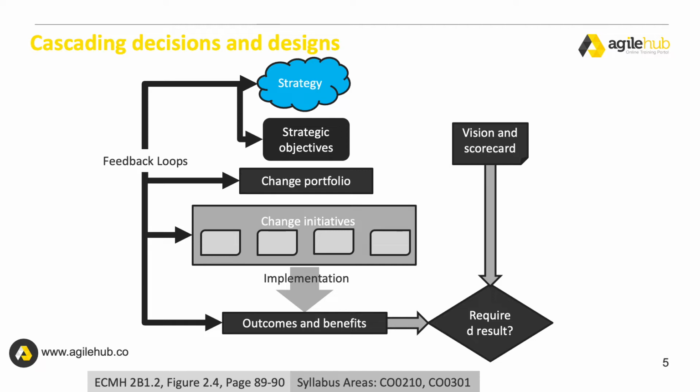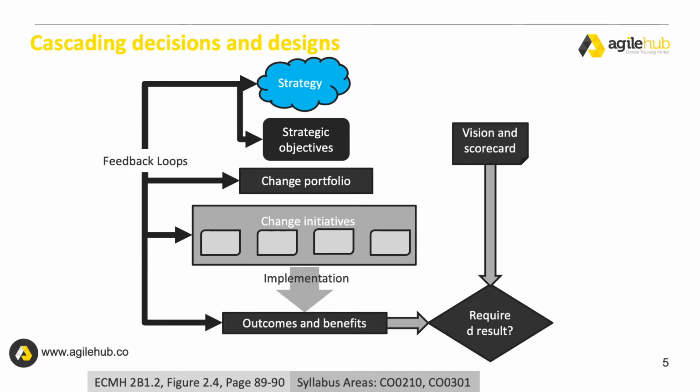The cascading decisions are strategic decisions about the choice of business model and implementation options, identification of strategic objectives with their vision and performance scorecard if used. The change cascade works as follows.